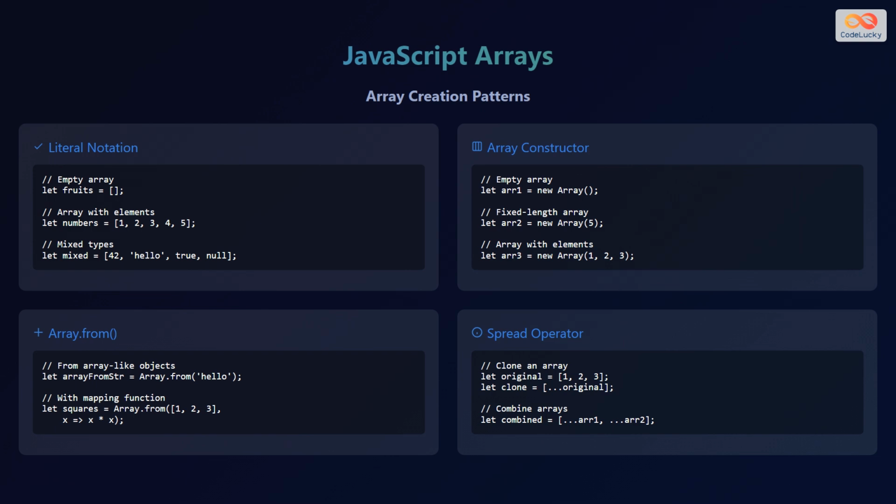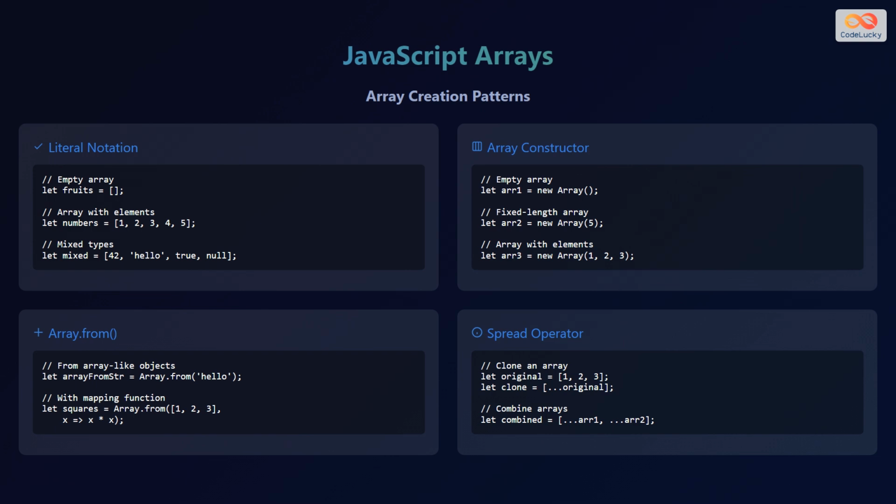Arrays can hold mixed data types such as numbers, strings, booleans, and null values. Another way to create arrays is by using the array constructor with the new keyword, followed by the word Array and parentheses. You can create an empty array using new Array with empty parentheses, or you can create a fixed length array by passing the number of elements as an argument. You can also create an array with specific elements by passing them as arguments to the Array constructor.